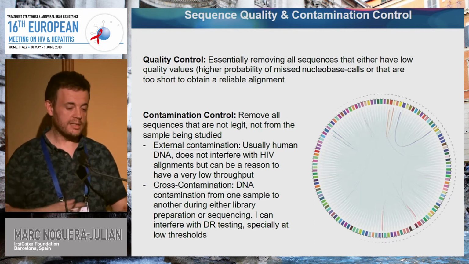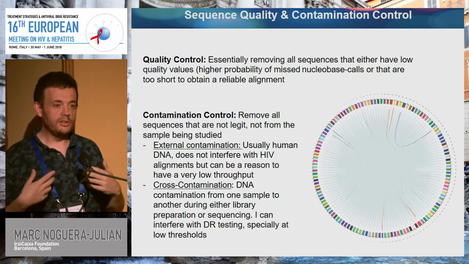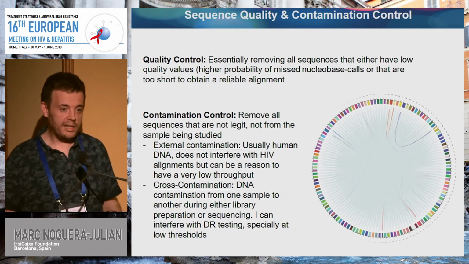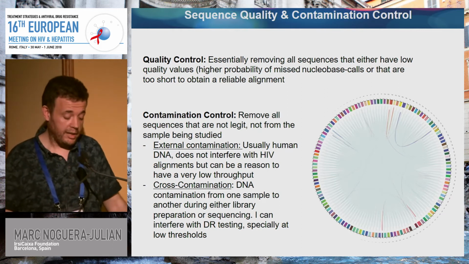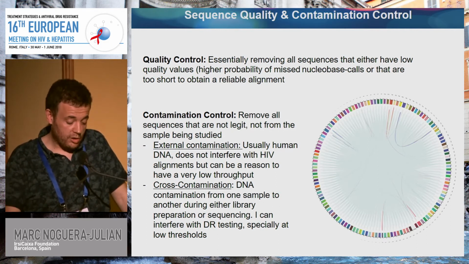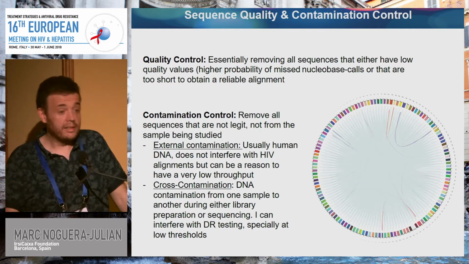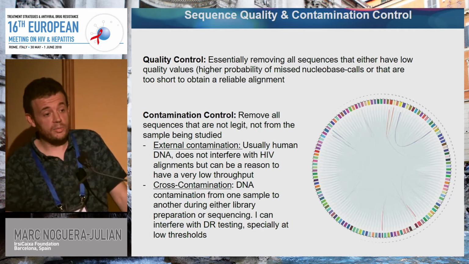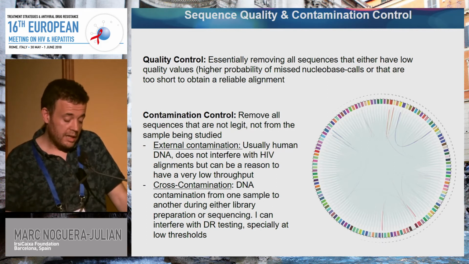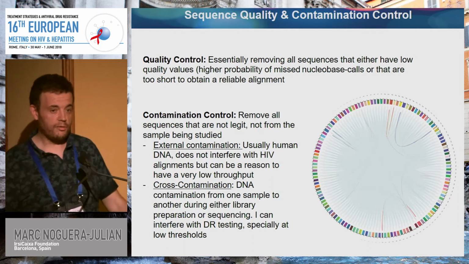resistance testing. So it's not that you will be cheated by your software, because the software will say, I have no HIV sequences, I can't do anything. But you will need that information to optimize your protocol. And the other is cross-contamination, when during the library preparation or the sample prep or even the sequencing, because of the barcoding, you may be confounding one sequence from one sample with another.